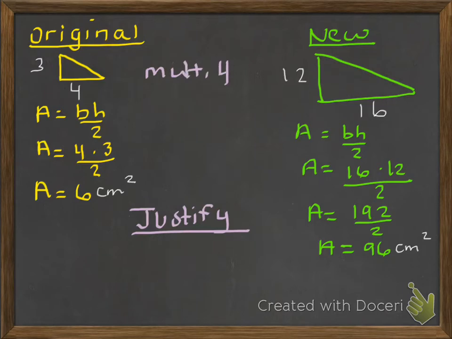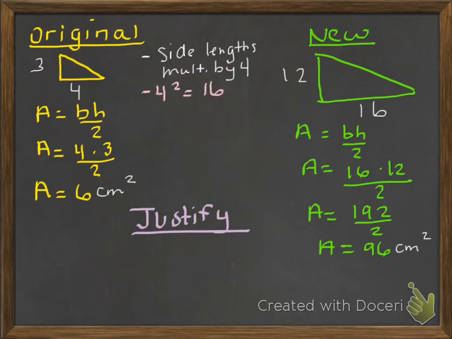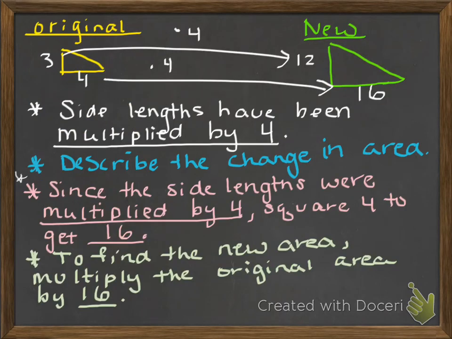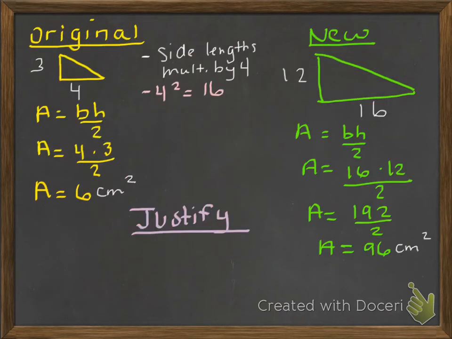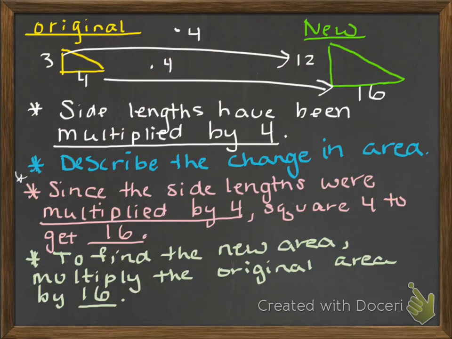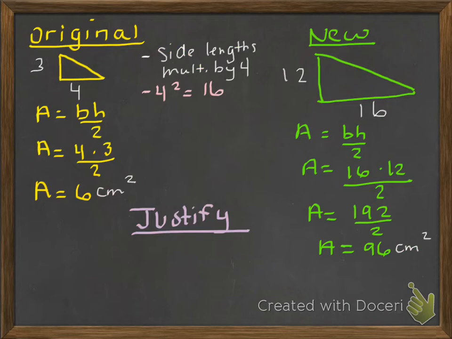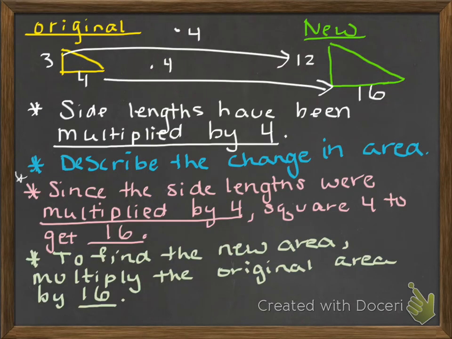Then right here, let me go back. Okay, so I put the side lengths were multiplied by 4, which is what we found out on the other page, the previous slide right here. So in the white, we said since side lengths have been multiplied by 4, then 4 squared is 16, and I'm going to flash back here. If you notice in pink, I have since the side lengths were multiplied by 4, square the 4 to get 16, okay? So that's what we've done here in pink. And then that last piece says to find the new area, multiply the original area by 16.